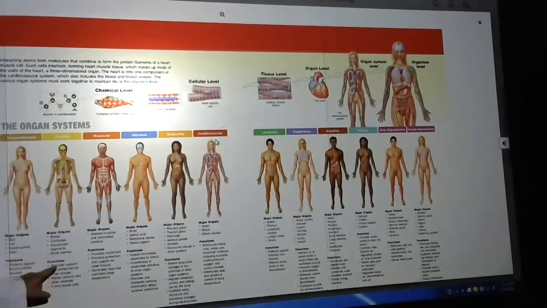What are the functions of this? Provides support and protection from other tissues. Of course, everyone knows it's support, right? Of course it's support. That's how we stand up. But obviously protection too. We have the ribs, which protect our heart and lungs, right?